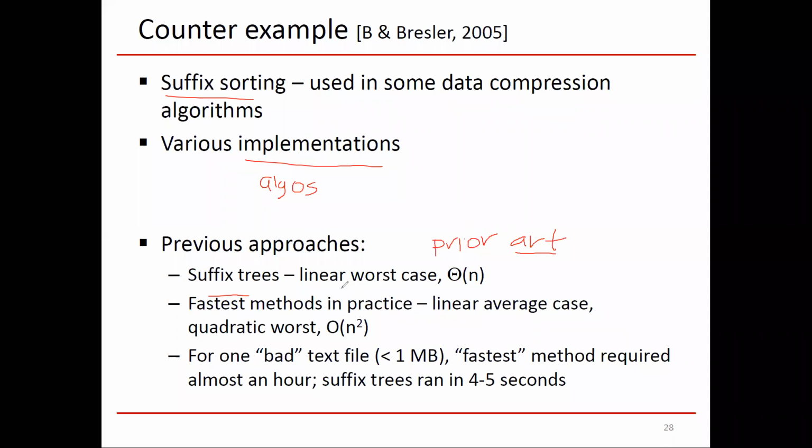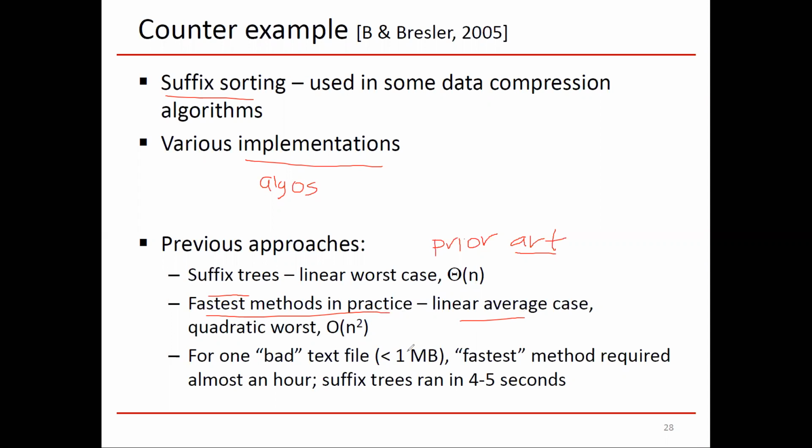The bad part about suffix trees is that in practice, they're slow. They're linear, but with a bad constant. And in practice, the fastest methods had an average case that was linear. They had a good constant, but the worst case was quadratic.